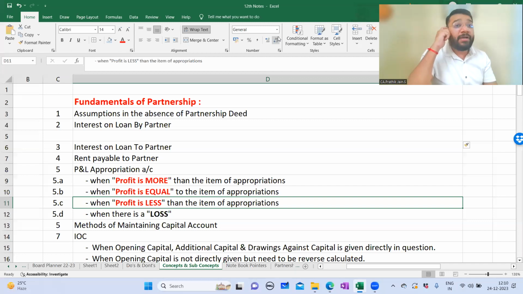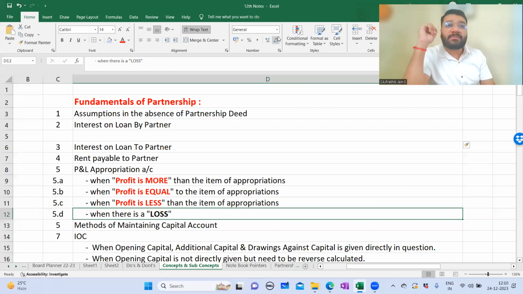If the net profit available is less than the items of appropriation, then you know that the net profit needs to be distributed in the ratio of appropriation. So this is another sub-concept. What will happen if there is a loss? If there is a loss, what needs to be done? If there is a loss, interest on capital, salary, remuneration, commission, nothing will come, but interest on drawings will come.